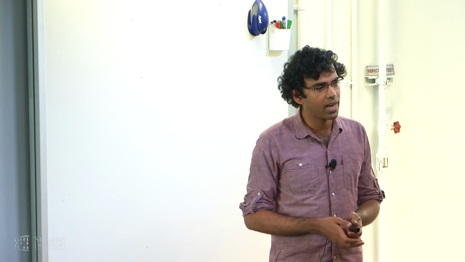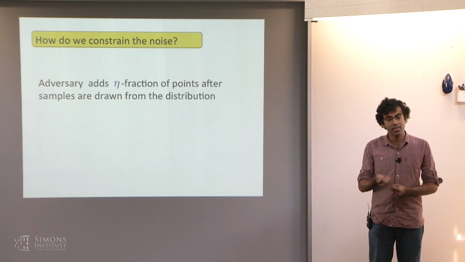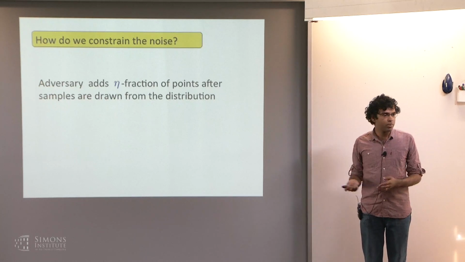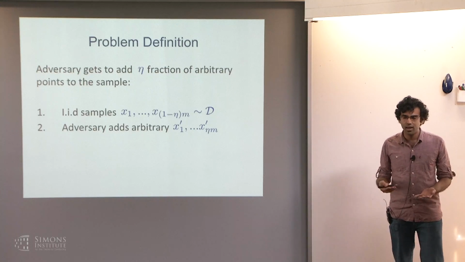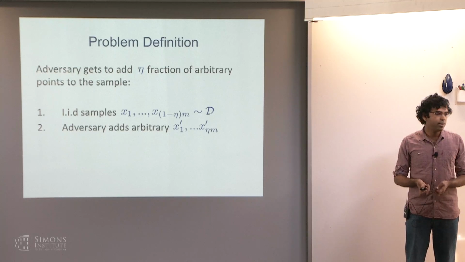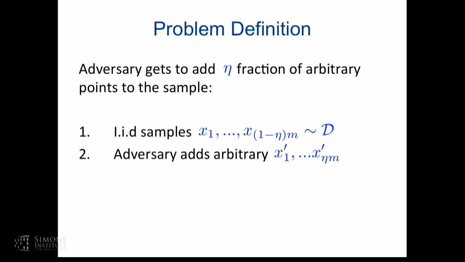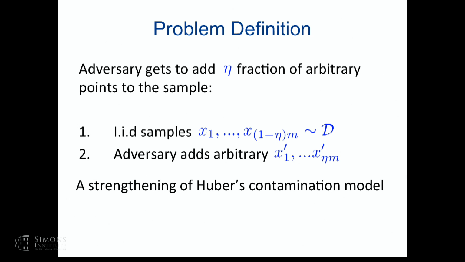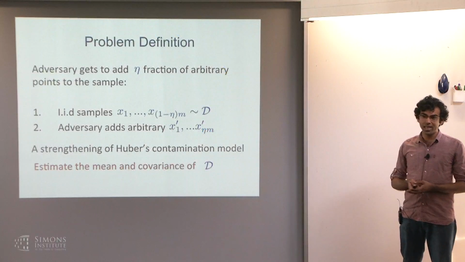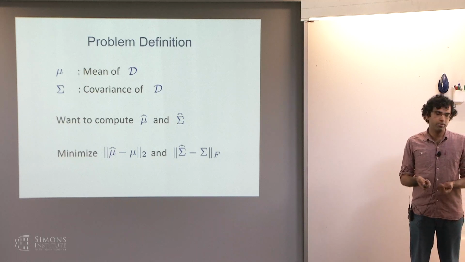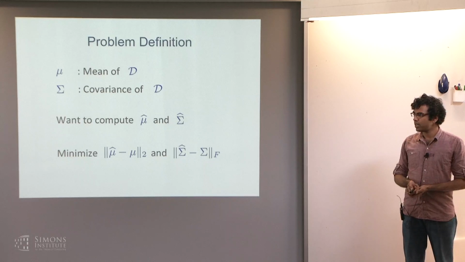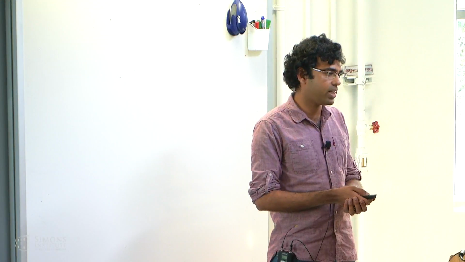Before answering that, we need to constrain the noise somehow. There are many ways to do this. One natural way is we let an adversary add eta fraction of points. This was initially suggested by Huber and also studied in robust statistics literature. More precisely, suppose we have m points. 1 minus eta fraction are independently sampled from an underlying distribution, and eta fraction of them are chosen by an adversary. Adversary can look at the samples from the distribution before choosing the points, which is a slight strengthening of Huber's contamination model. And now we would want to estimate mean and covariance. For this talk, what I mean by estimating mean and covariance is we want to estimate a mu hat, which is close to mu in 2 norm, and a sigma hat, which is close to true sigma, the covariance matrix, in the Frobenius norm.